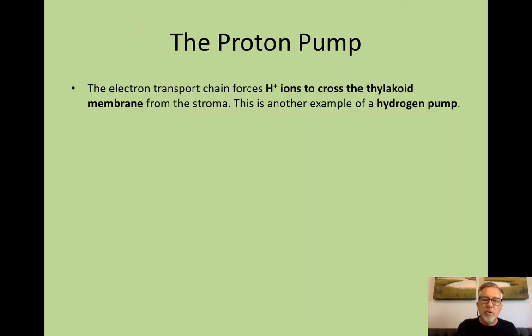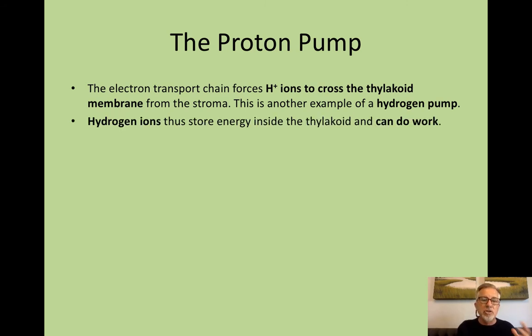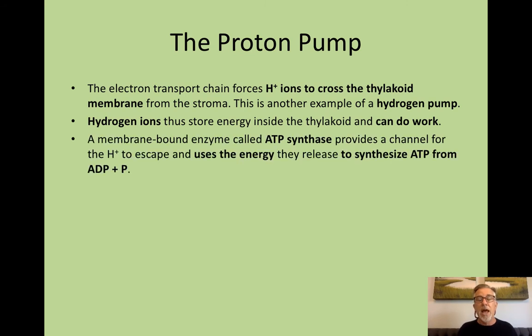Let's just remind you that the first electron transport chain forces hydrogen ions across the thylakoid membrane. Therefore, it's another example of a hydrogen pump, just as we saw in cellular respiration. The hydrogen ions inside the thylakoid are electrically charged. They exert an electrical pressure on each other because they're mutually repulsive, and they can be used to do work by the enzyme ATP synthase, which creates ATP.